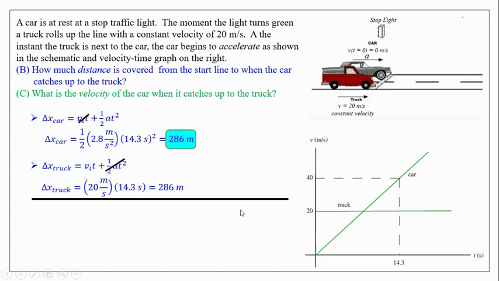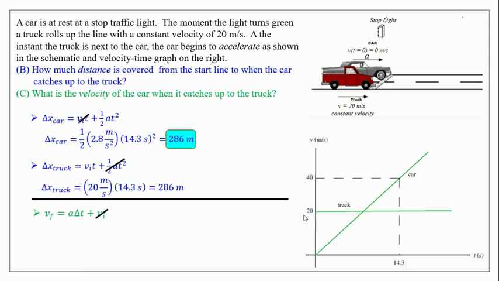Well, we know that it caught up to the truck after a distance of 286 meters or a time of 14.3 seconds. So to find the velocity of the car when it catches up with the truck, I'm just going to use this function, VF equals AT plus VI. Why? Because I know the time already, and I know VI is 0 for the car.